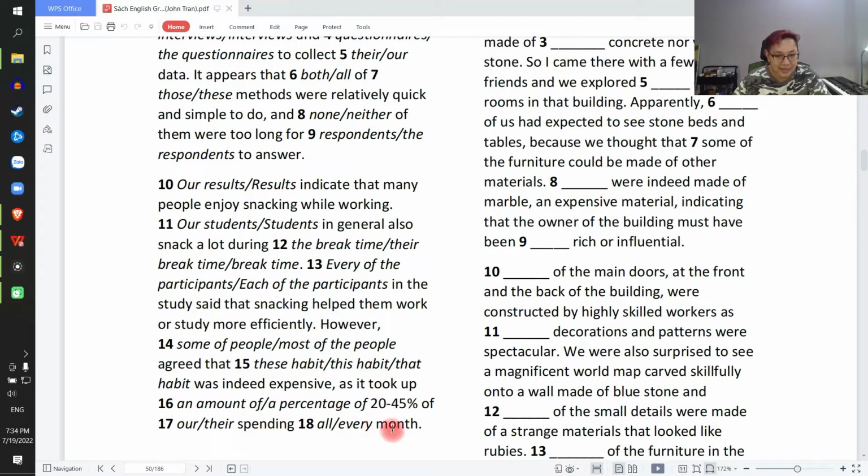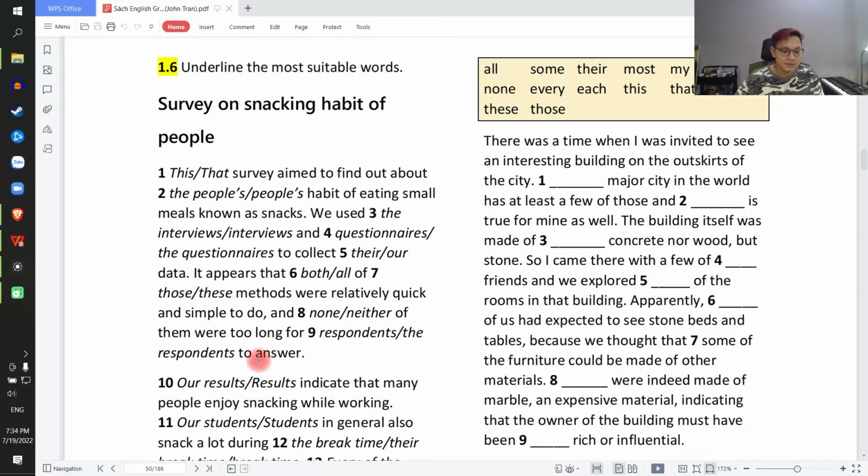Sự mua sắm mỗi tháng của họ. They are spending every month. Not all months, but every month, because this is something that repeats every month. Nó là một cái điều mà nó repeats, nó lặp đi lặp lại mỗi tháng, cho nên phải là every month. Okay, now please read for pronunciation practice. Đọc nè các bạn, luyện tập phát âm nè.